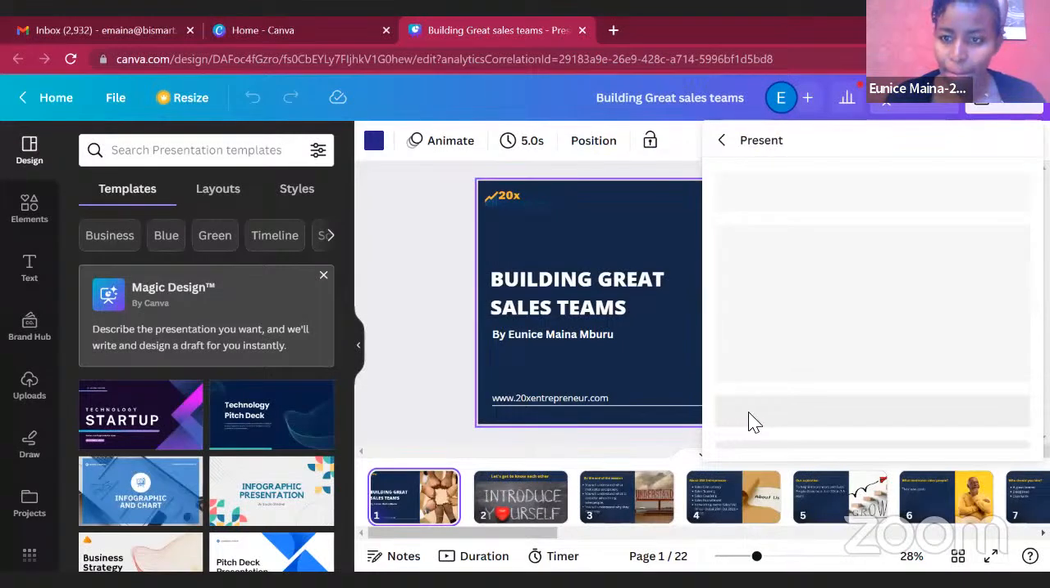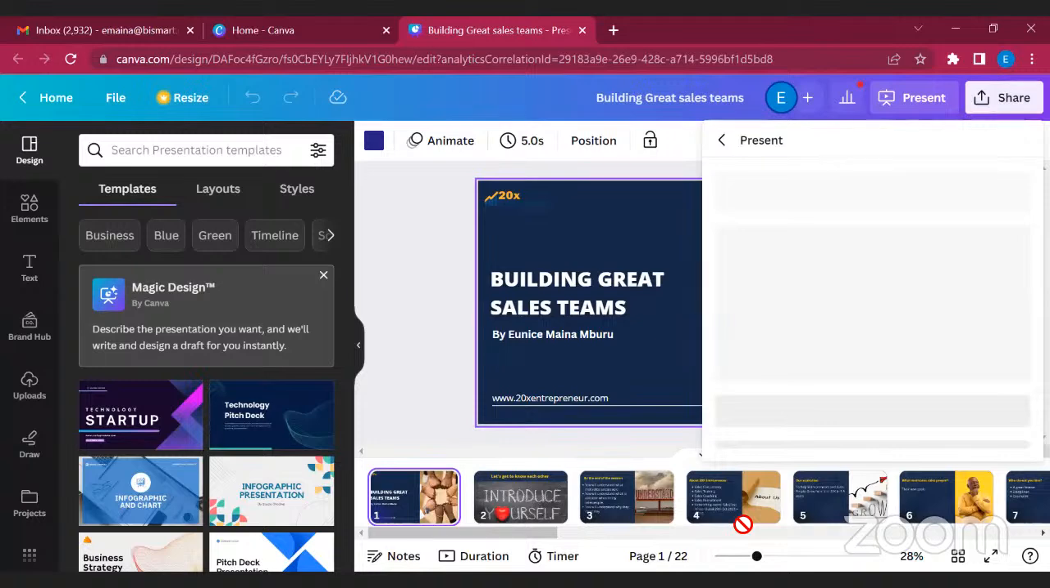I hope you can see my screen. Can you see my screen?